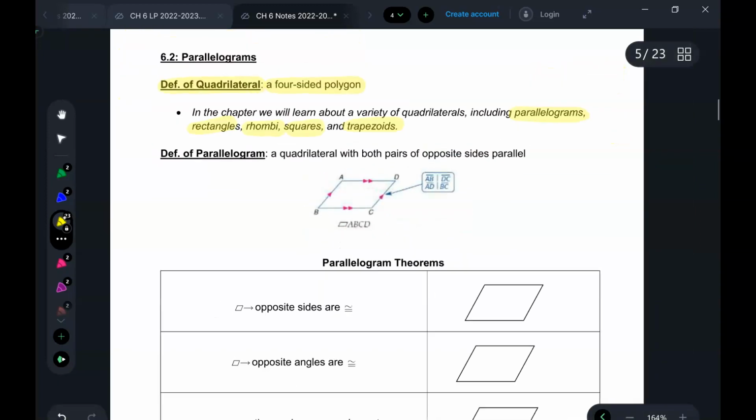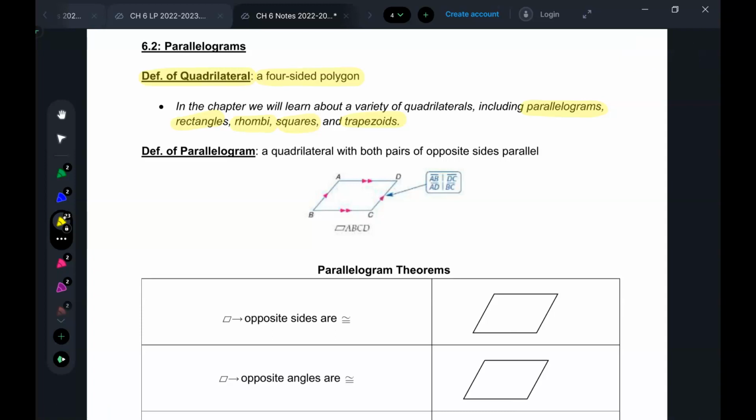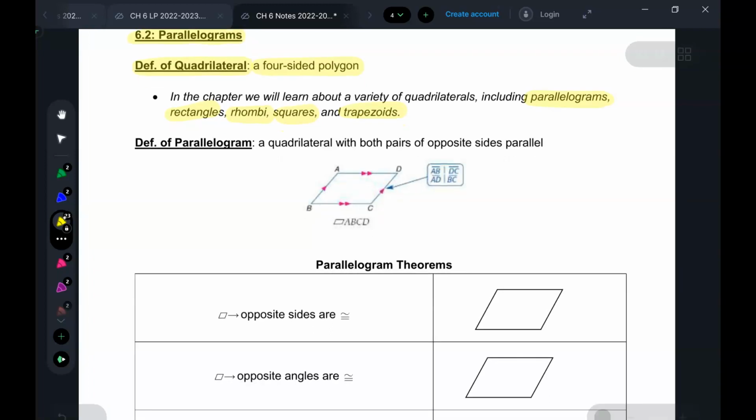Okay? A rhombus is like. Yeah, don't worry about that now. I remember what a rhombus is. Today, is a rhombus. I like rhombus.